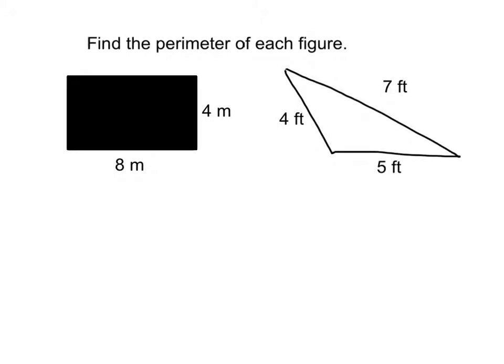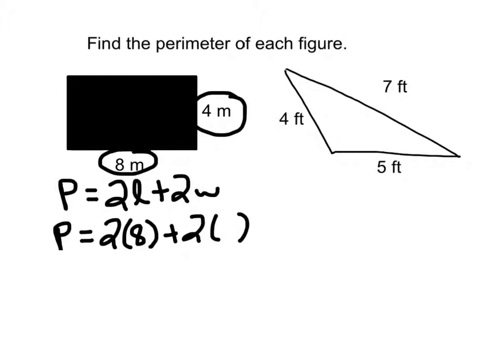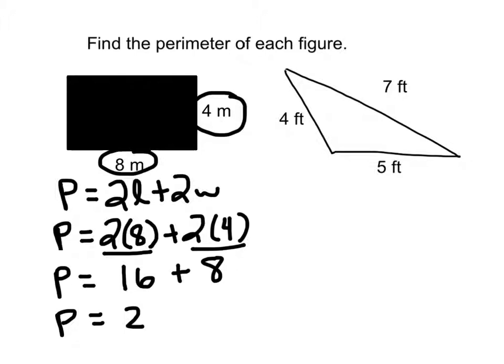It says to find the perimeter of each figure. So the first shape here is a rectangle, so I'm going to write the formula down. Perimeter equals 2L plus 2W. And on the next step, I'm going to say perimeter equals 2 times, notice 8 here is the length, so I'm going to put an 8 in there, plus 2 times the width is 4, so I'm going to put a 4 there. Now by the order of operations, we're going to multiply first. So I'm going to multiply those and I get perimeter equals 16 plus 8. And finally perimeter equals 24. Remember it's a distance, so we're going to have a label of meters.